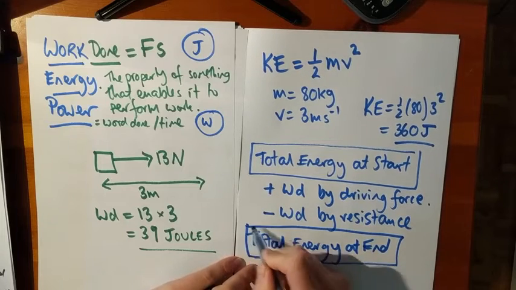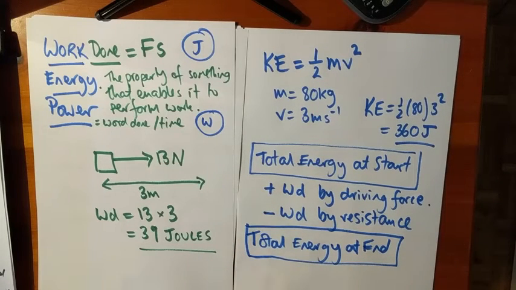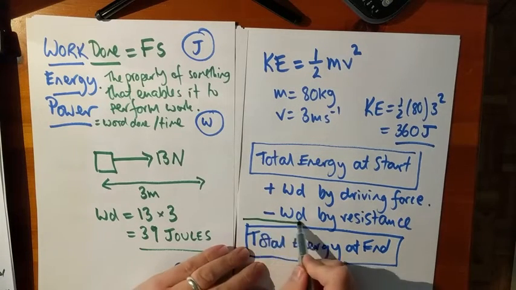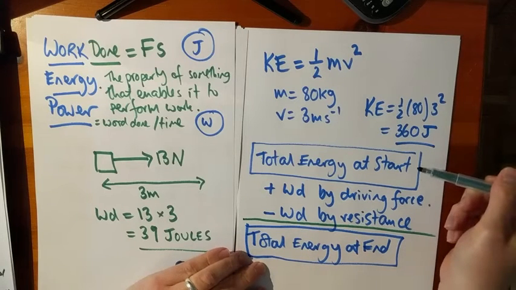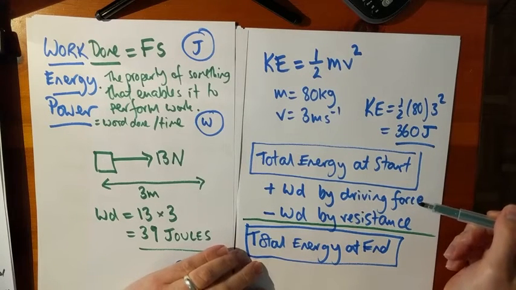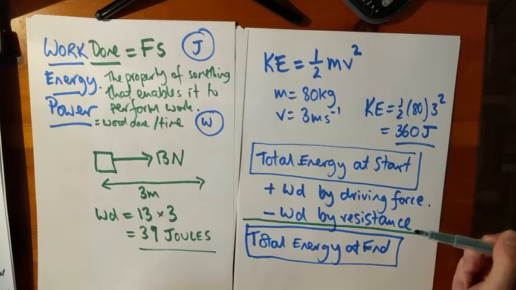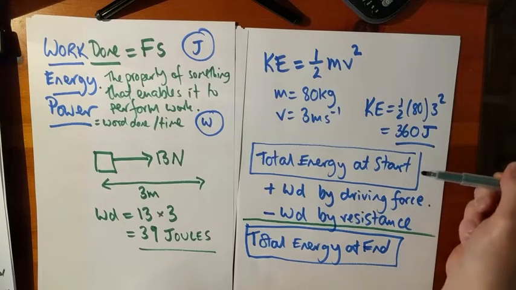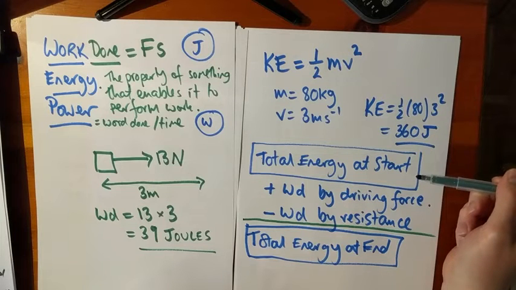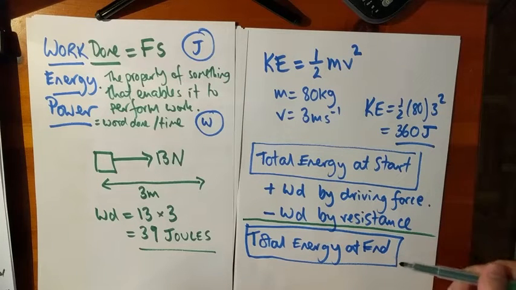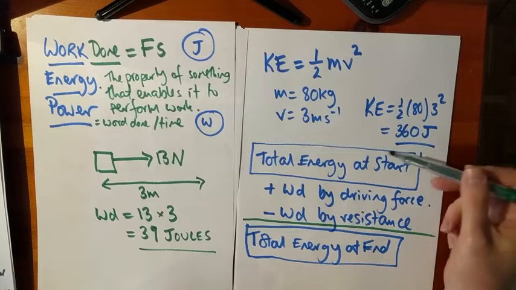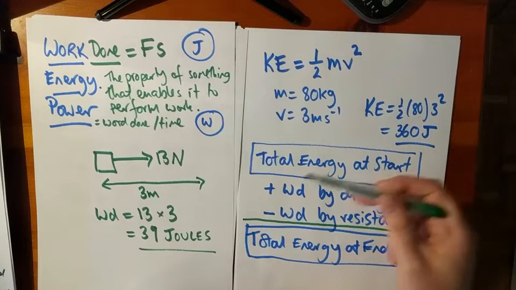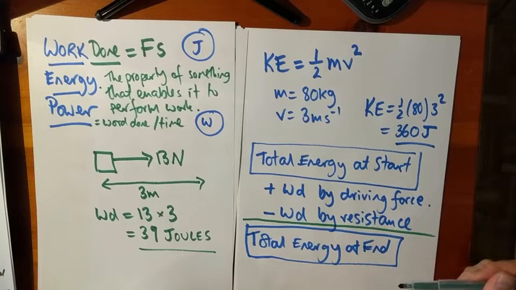And we can use this sort of formula to solve every single problem that crops up in the M1 energy style. We have this at the beginning, we add in the work done by a driving force, we take away the work done by resistance, and at the end you have the total energy that's left over. At the beginning this could be kinetic, it could be potential. At the end it could be kinetic, it could be potential, but whatever we have in this part of the equation, it all comes together to give you the total energy at the end.